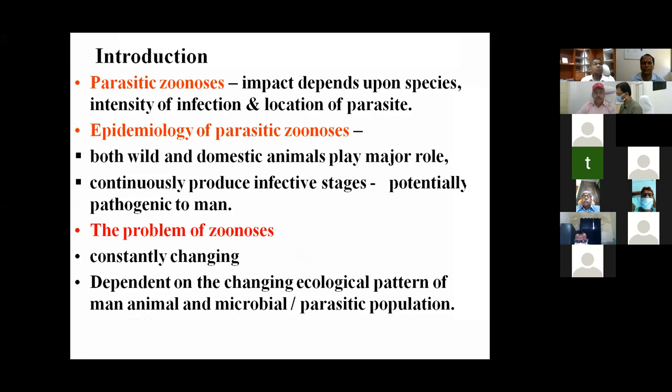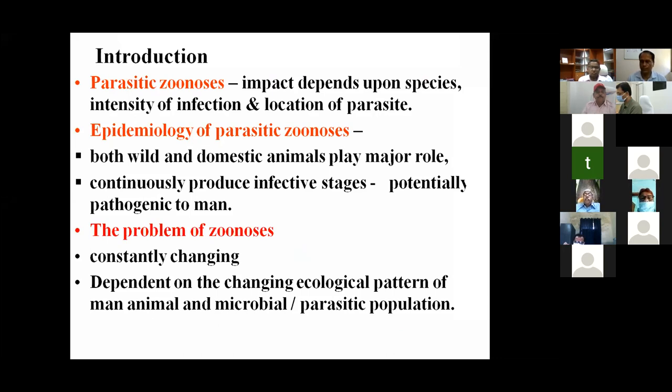So when we talk about these zoonotic diseases, the impact of parasitic zoonosis depends upon the species we are talking about, whether it is a roundworm or a protozoan parasite, and then the intensity of the infection, how much infective material the animal is transmitting and which the human is getting. And the location of the parasite in the human being is another important point.